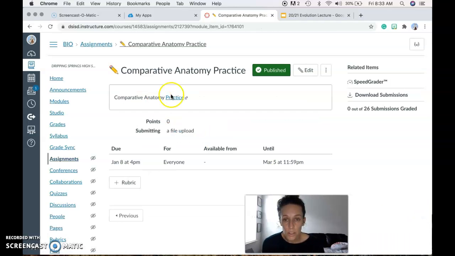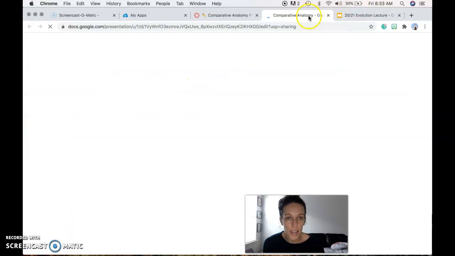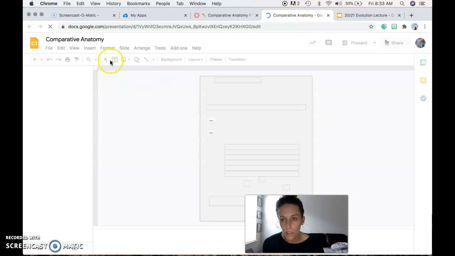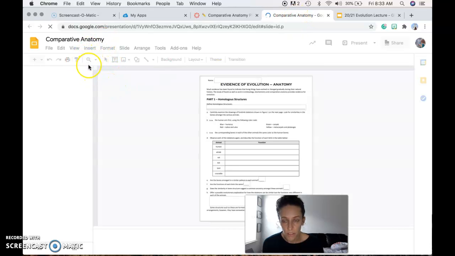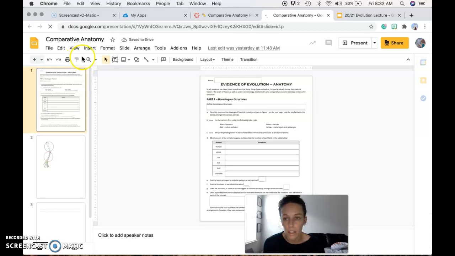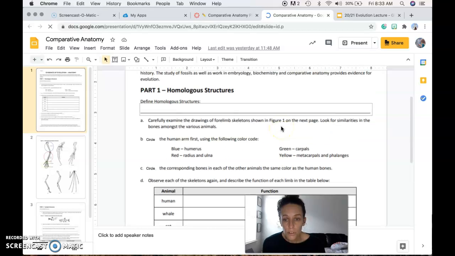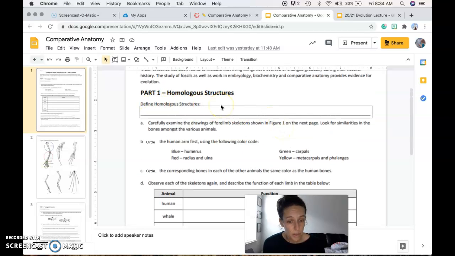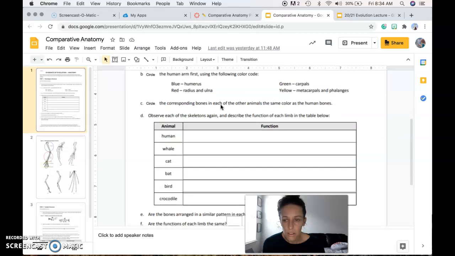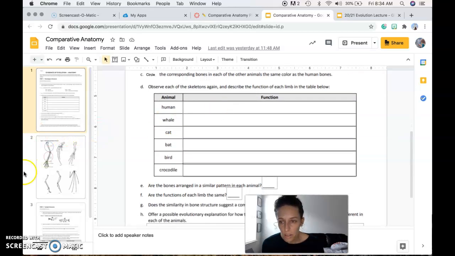The first one is going to be this comparative anatomy practice. And again, it's a PowerPoint, so don't forget, in order to Zoom, you have to use this function here, and make sure you do File, Make a Copy. So the first thing you're going to do is define homologous structures, so go back to your notes. And then the second part is you're going to be looking at the bone structures on page 2 and writing what their function is for each animal.